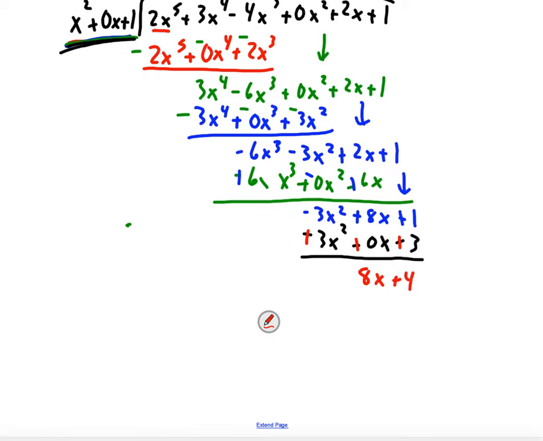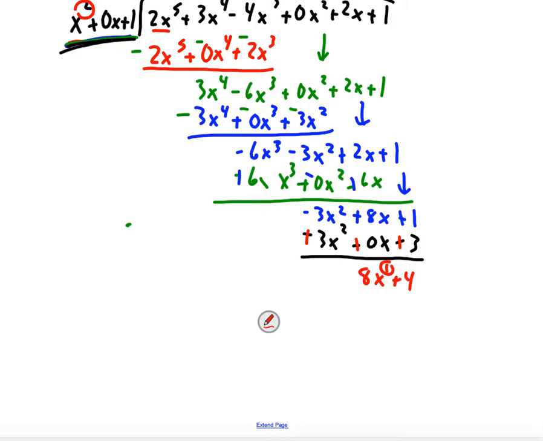We're going to stop now because the highest power down here in our remainder is less than the highest power of our divisor up there. So the highest power up there is 2. Down in the remainder it's 1. So the highest power in the remainder is less than the highest power in the divisor, so we're stopping.